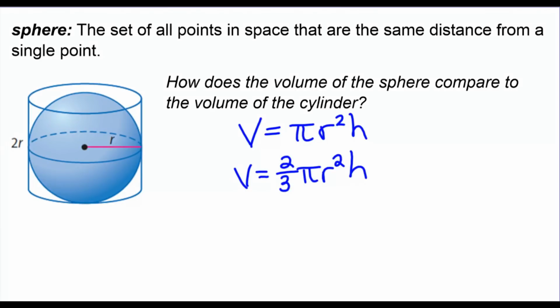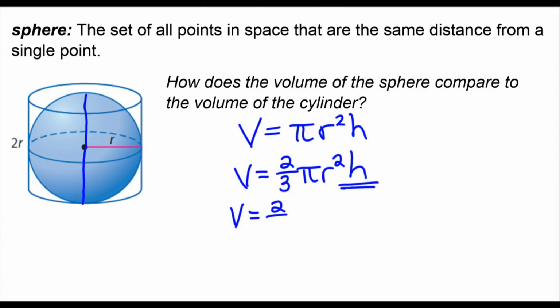Now the problem here is we don't have a height of a sphere. A sphere doesn't have height. It just has radius. That's all it has, because it's all of the points that are the same distance from a single point. So if you think about the height of a sphere, what is that height going to be? Well, it's just going to be twice the radius. It's going to be the diameter. So I need to replace the height with twice the radius.